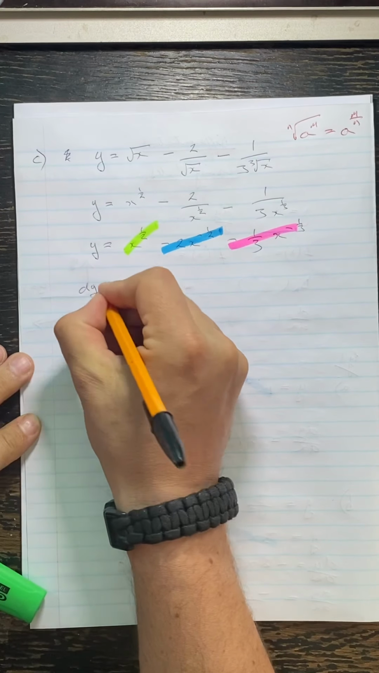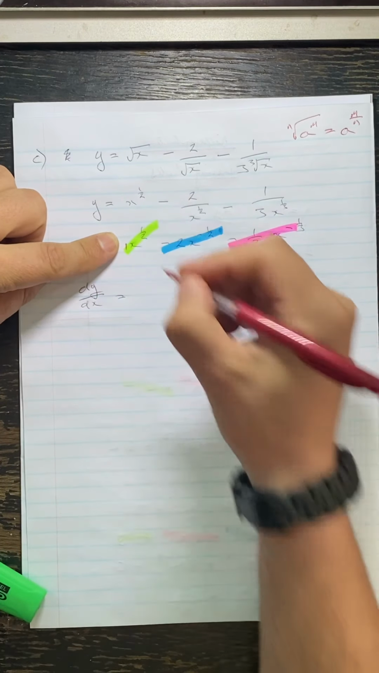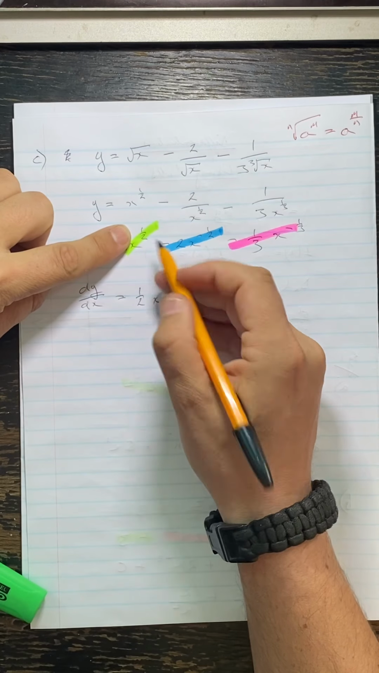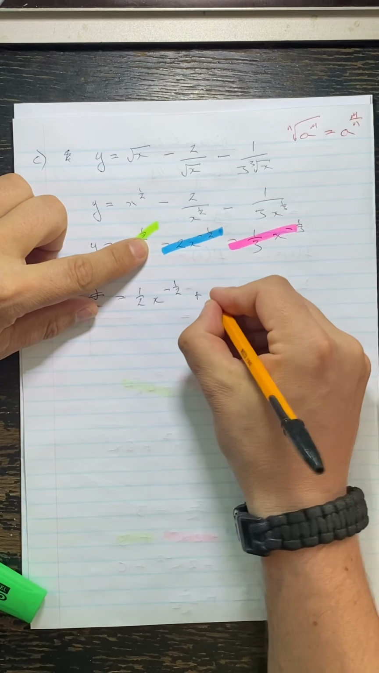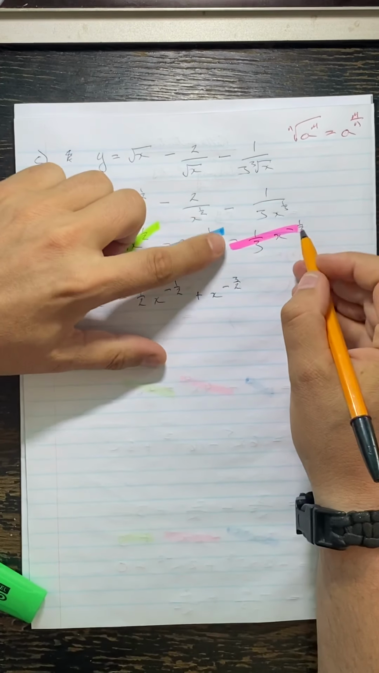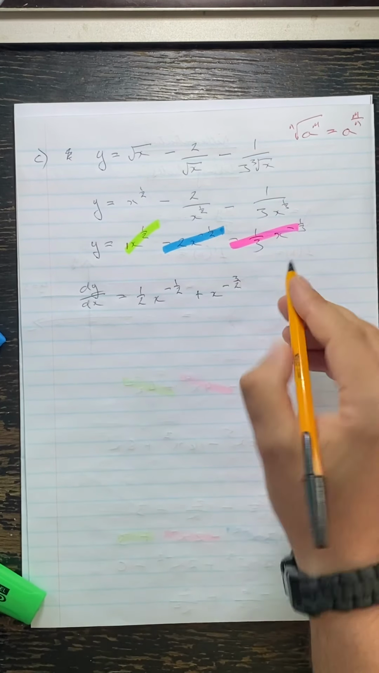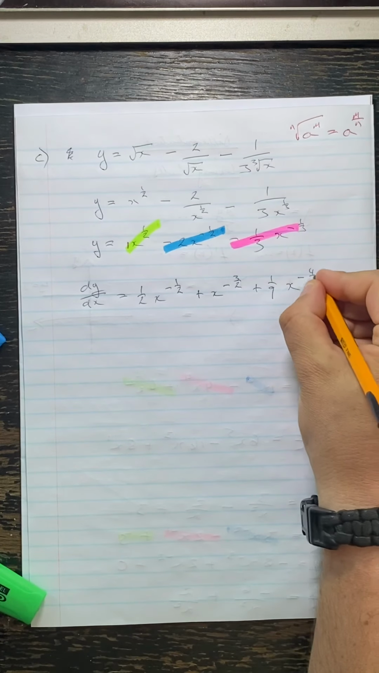So dy dx is equal to, now the derivative of this one, remember that the coefficient over here, there's an invisible 1. A half times 1 is a half. X to the, decrease this by 1 and we get minus a half. Okay, minus a half times 2 is plus 1. Decrease that by 1 and we get minus 3 over 2. Then negative a third times negative a third is plus 1 over 9. X to the, decrease that by 1 and we get minus 4 over 3.